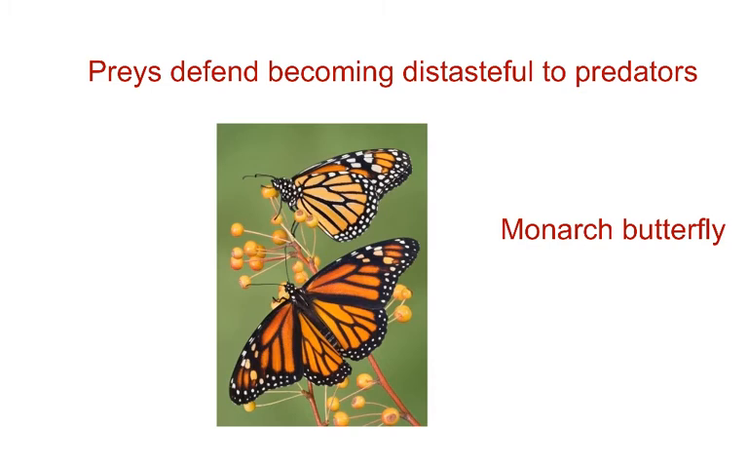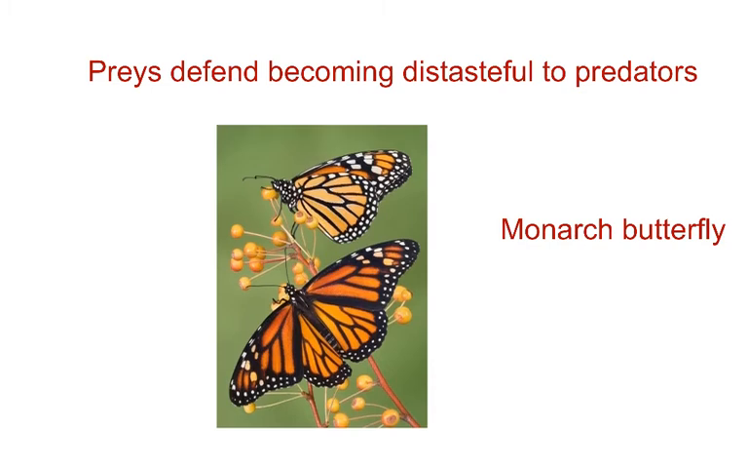Prey defend themselves by becoming distasteful to predators. The monarch butterfly. This is the monarch butterfly, highly distasteful to its predator, the bird, because of a special chemical present in its body. Interestingly, the butterfly acquires this chemical during its caterpillar stage by feeding on a poisonous weed.